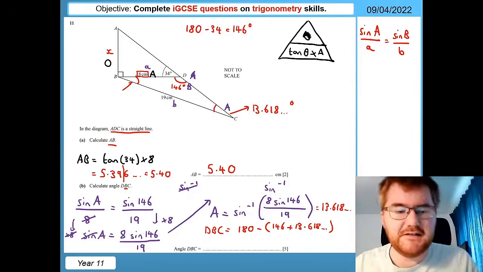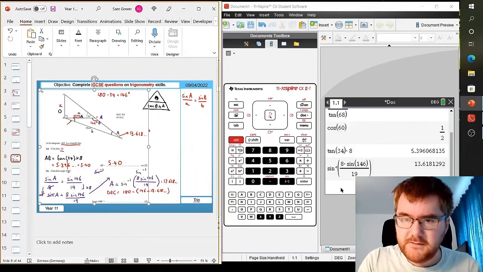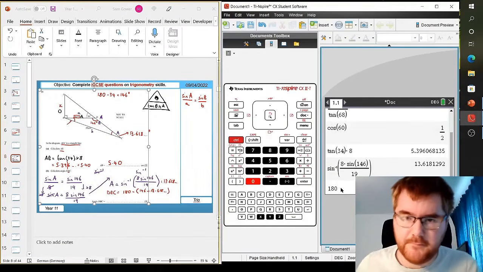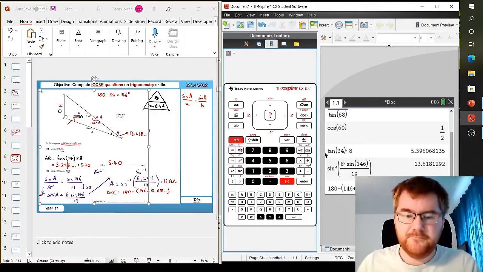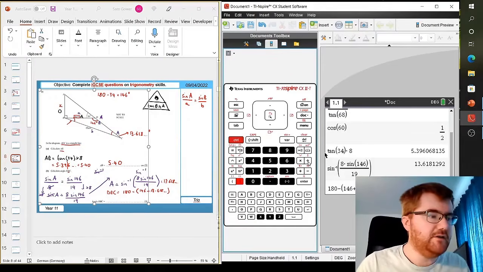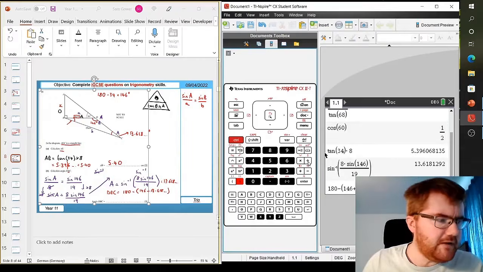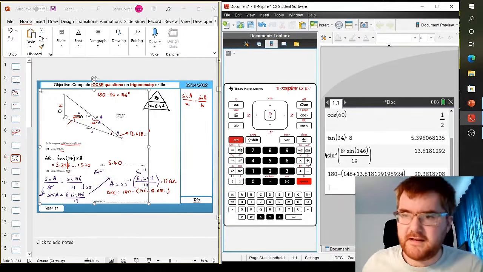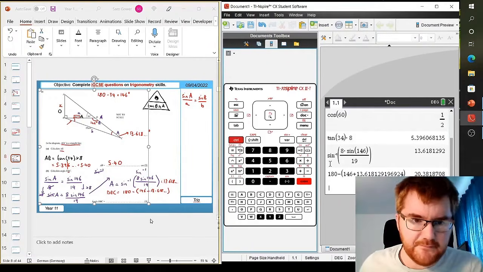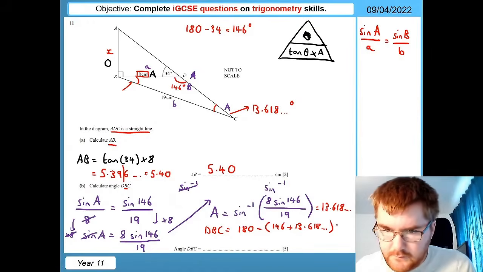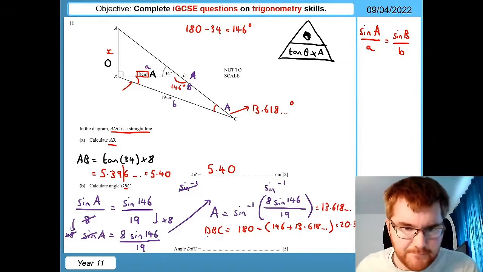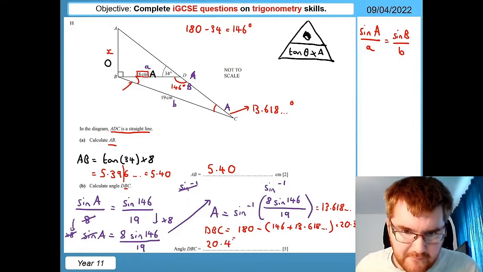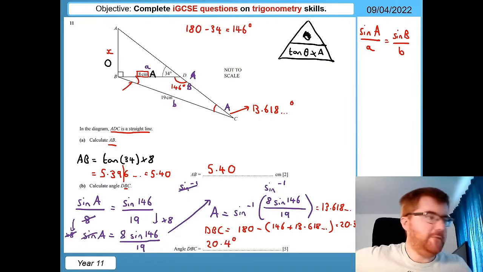So let's go back to my calculator. All I'm going to do here is 180 minus, open brackets, 146 plus answer, so control answer. This allows me to get the most accurate answer possible for this particular question. So if I work this out, I then get my final answer of 20.38 dot dot dot. And of course we always round to three significant figures, so our final answer will then be 20.4 degrees for our 5 marks.